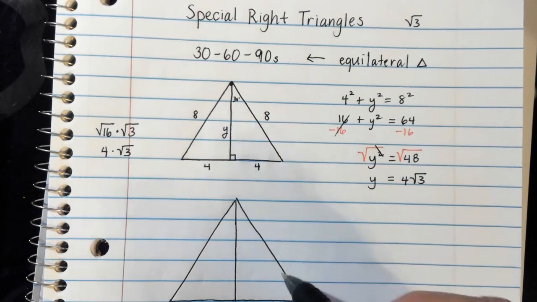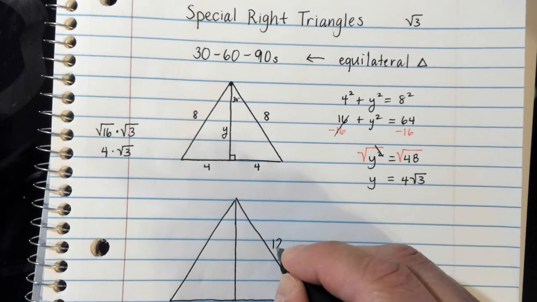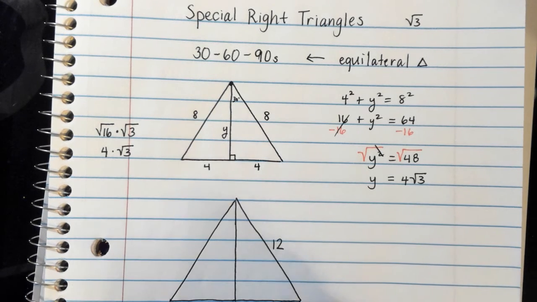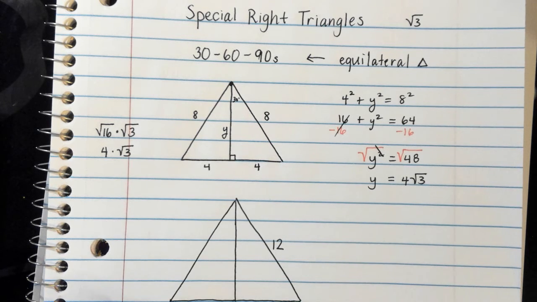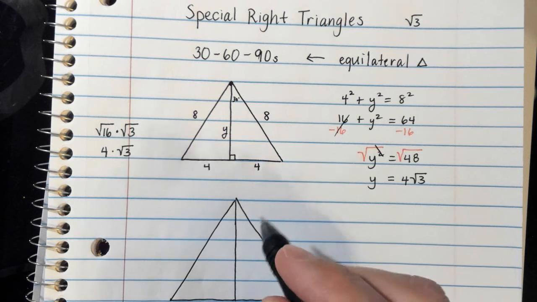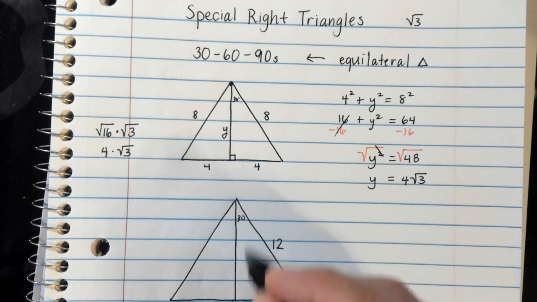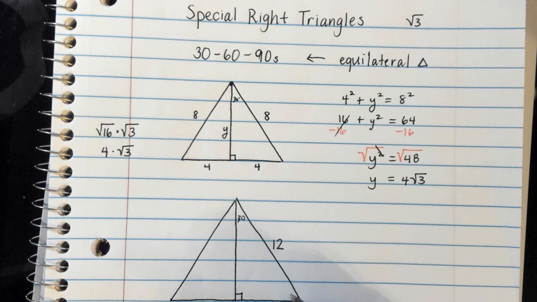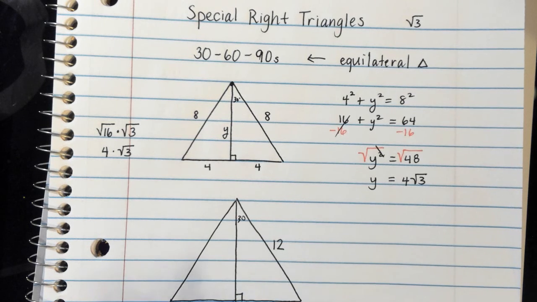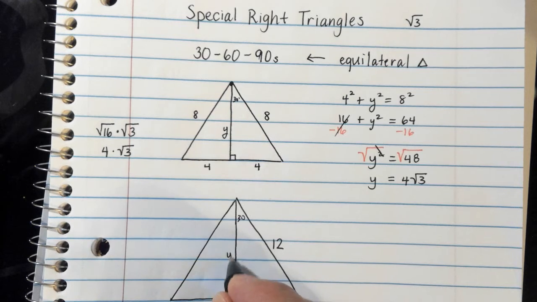I said that was 8, so let's say this is 12. It's a little bit bigger, so I'm going to say it's 12. So that's 12. This is 12. This is 12. This makes that 6. That 6. This is a 30. This is a 90. This is your 60 down here. I don't need to put it because it's obviously 60. And then I'm going to call this y again.